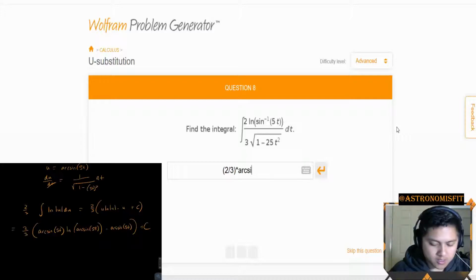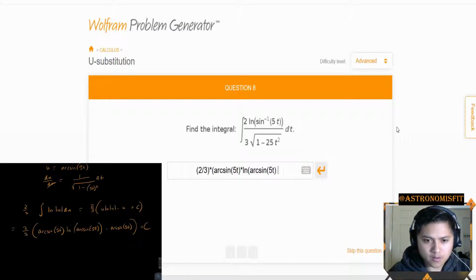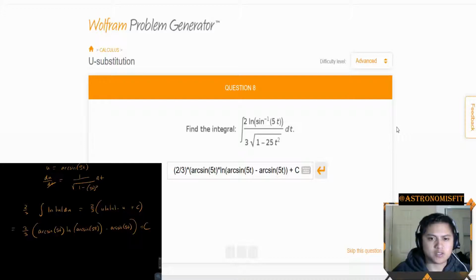Alright, that's what's going to be my final answer if I was playing Who Wants to Be a Millionaire. Arc sine 5t times log arc sine 5t, now minus arc sine 5t, close that parentheses, plus a constant. I hope that's right.